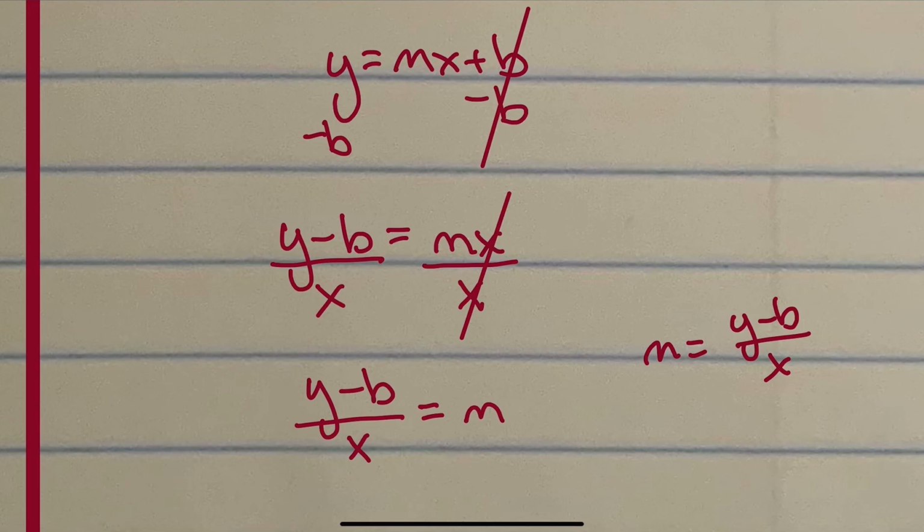Now, I know that looks a little scary, but it's okay because we've done this. This is the same process that we've been doing for the past week and a half, where you want to cancel out the different pieces that you don't need so that you just get to the variable that you want.